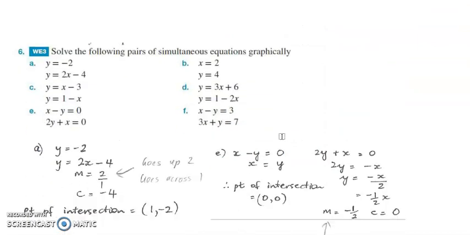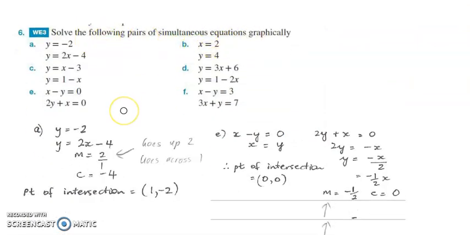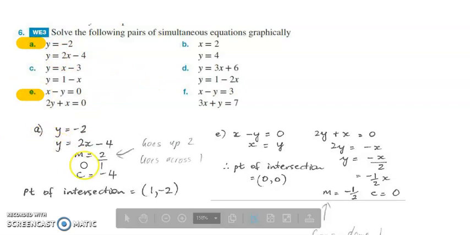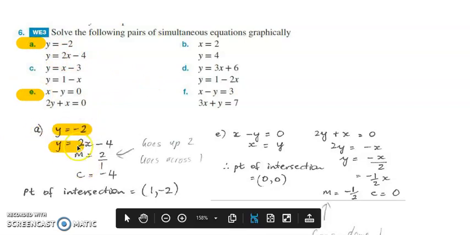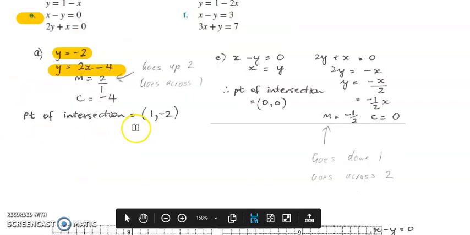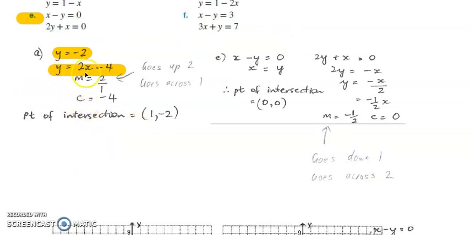So, looking at the second example, solve the pair of simultaneous equations graphically. So I'm going to go through A and E with you here today. So A is pretty easy. It says y equals negative 2 and y equals 2x take 4. So like with the first example I went through, the gradient is 2. So that means it goes up 2 and across 1. And the y-intercept is negative 4. I can determine all of that just by looking at the equation.